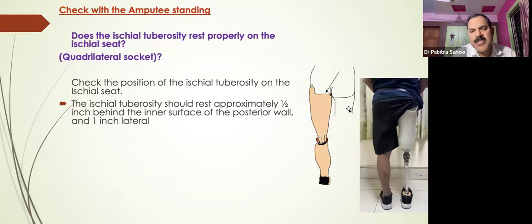You can feel your fingers pinched between the ischial tuberosity of the patient and the posterior wall of the socket. If you feel a good pinch of your fingers in that area, that indicates that the ischial weight bearing is good and the ischium is properly sitting on the posterior wall of the socket. So this is a simple test to see whether ischial weight bearing is happening or not. Just ask the patient to bend forward, keep two fingers on the ischial seat, then ask the patient to stand straight, and feel how your fingers are pinched between the ischial tuberosity and the posterior wall.